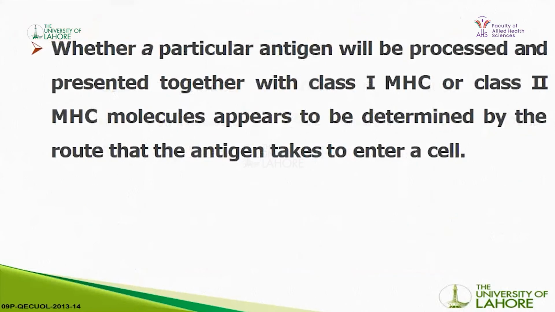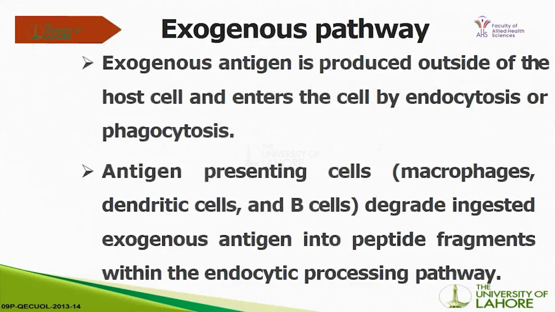Whether a particular antigen will be processed and presented together with class 1 or class 2 MHC molecules is determined by the route that the antigen takes to enter a cell. So now we will talk about antigen processing and presentation routes. Basically, there are two routes: one is the exogenous pathway and the other is the endogenous pathway.